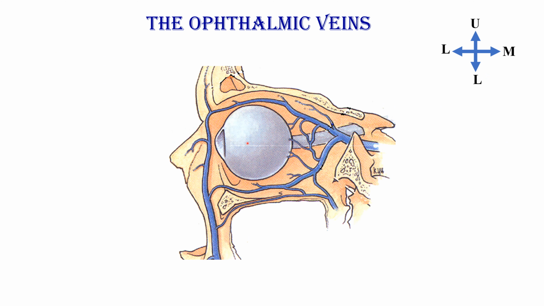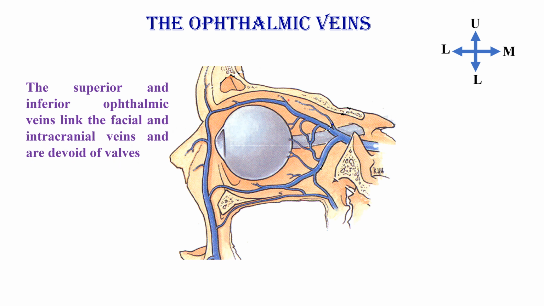That's a diagram showing the veins in the orbital cavity. Again, that is the medial side, this is the lateral side. What we can see here is the superior and the inferior ophthalmic veins. They link with the anterior facial vein and the intracranial veins, and they are devoid of valves, and it's important to understand the pathway of infection from the face to inside the cranial cavity.